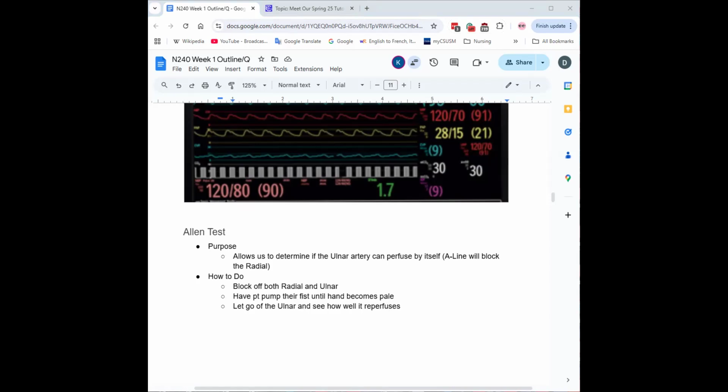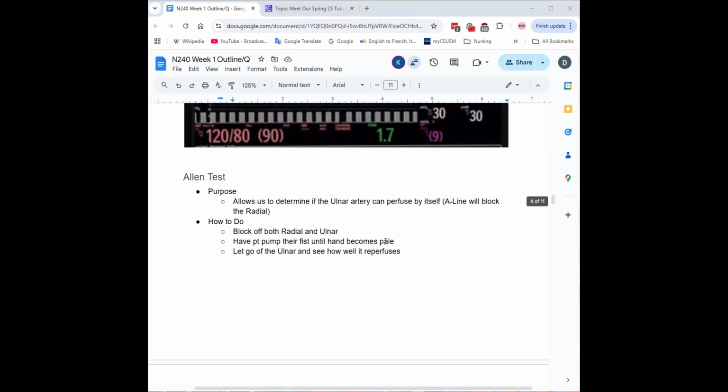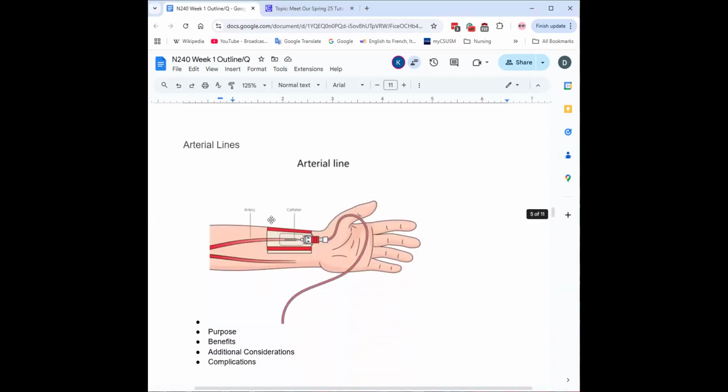But yeah, let me see if there's anything else I can add here. Pretty straight up. Here's a picture of the A line, so you can see it is in fact blocking off that radial artery.